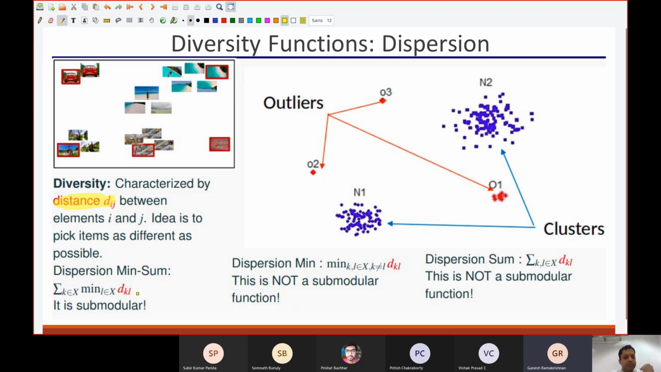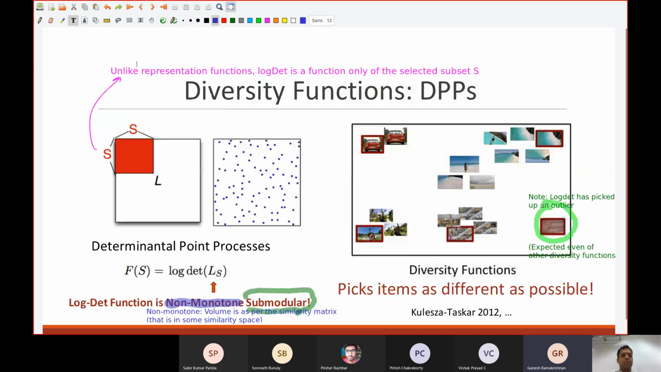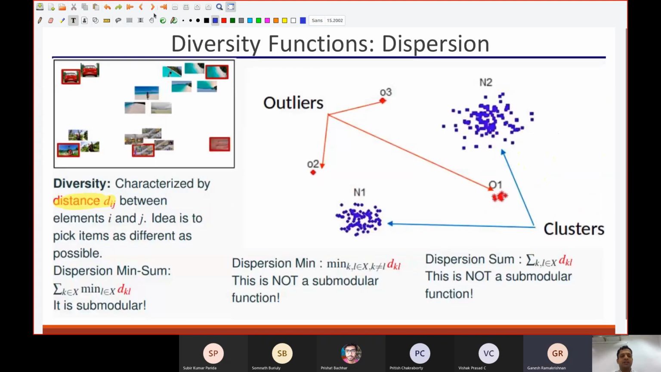Now let's look at what each of these does. Dispersion min sum says I'm going to look at, again, only within X. Note that none of these involve the ground set, exactly like the DPP. So I'll just copy this entire sentence. The same observation. Of course, the notation has changed here. All these are a function only of the selected subset X. Just note that down.